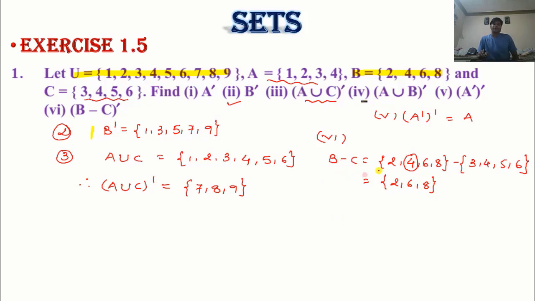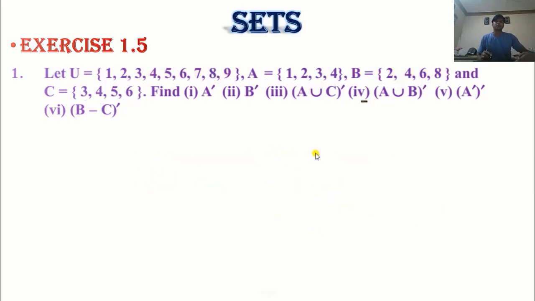Okay. Now after getting B minus C, what is required? (B minus C) whole complement is required. So (B minus C) complement is equal to the elements of U except these elements. So eliminate 2, eliminate 6 and eliminate 8 from U. What is left in U? 1, 3, 4, 5, 7 and 9. So we can write that as the complement. That will be your answer of (B minus C) whole dash. In this way you can easily calculate. We will see the next question now.